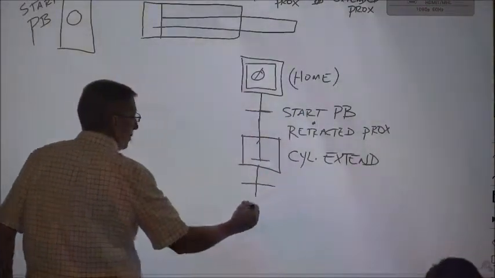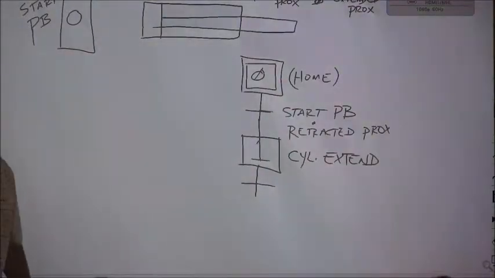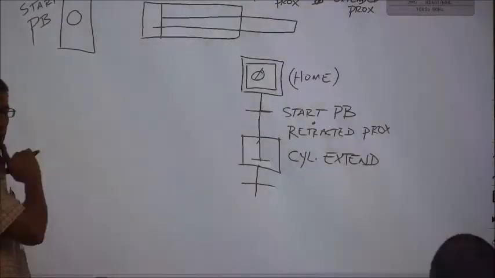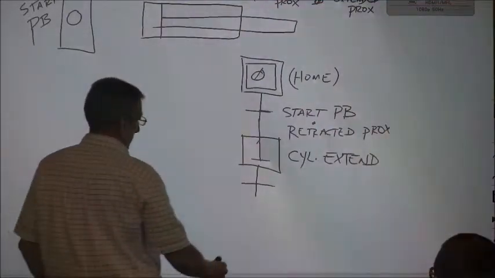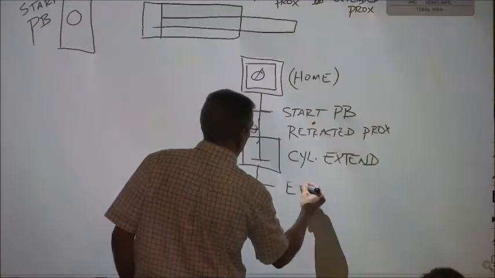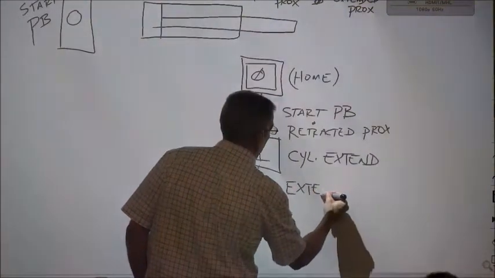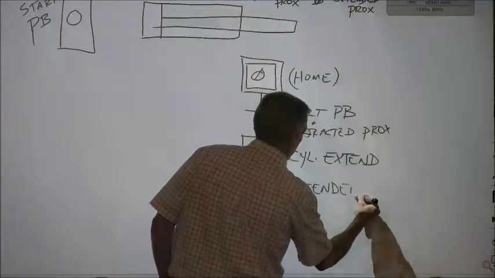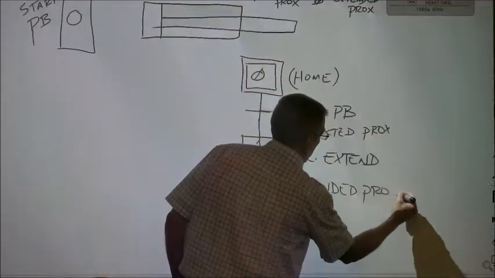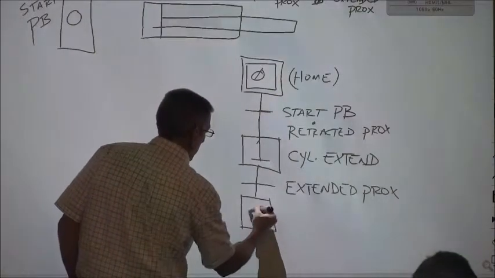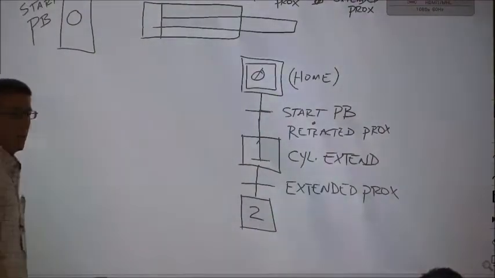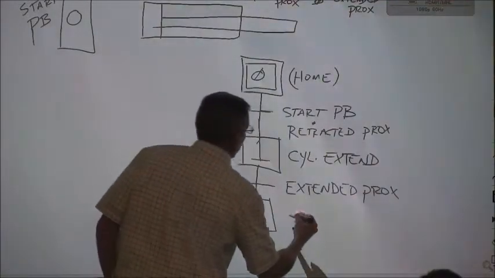We go to transition two. What's transition two? We're just going to make this thing go back and forth. Extended. Yeah, the extended procs. Action two. Cylinder retract.